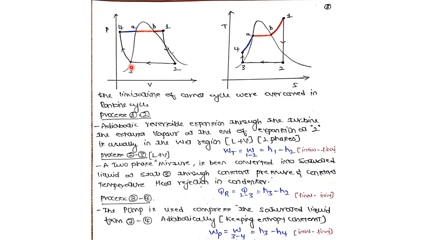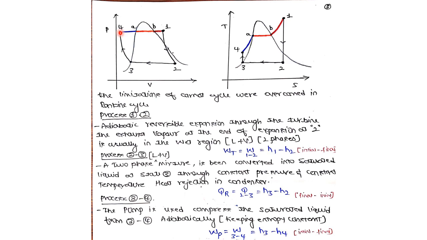Now 4 to 1 is a heat addition process, correct? So the 4 to 1 heat addition process is split up into three different zones here. Why? Because each zone has its own phase characteristics. Like, see, from 4 to 1, what happens? At 4, the state of the working substance would be just subcooled liquid. This particular liquid is being heated up to raise its temperature.